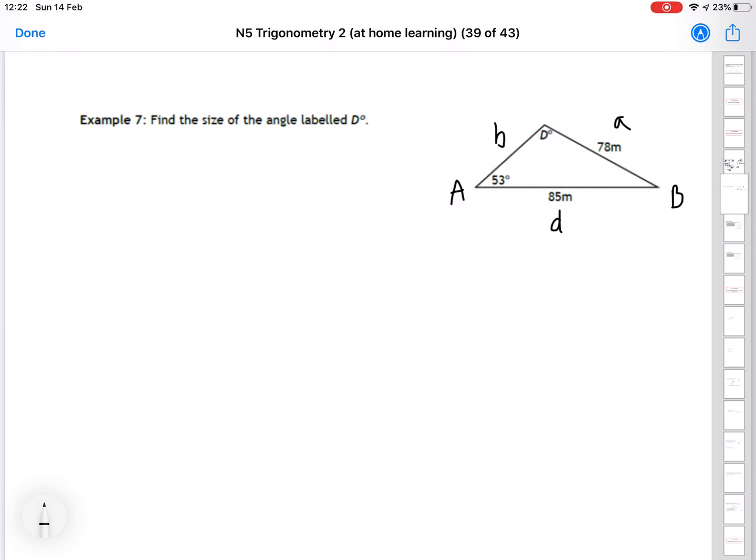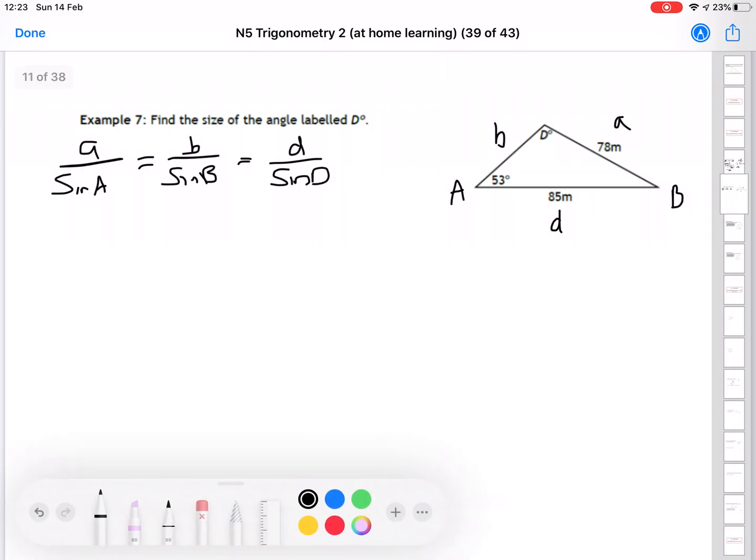So this time my formula will be a over sine A equals b over sine B equals d over sine D. It can be any letters at all, it doesn't matter. So let's look at the information that we have. We are being asked to find angle D, so we'll highlight sine capital D.